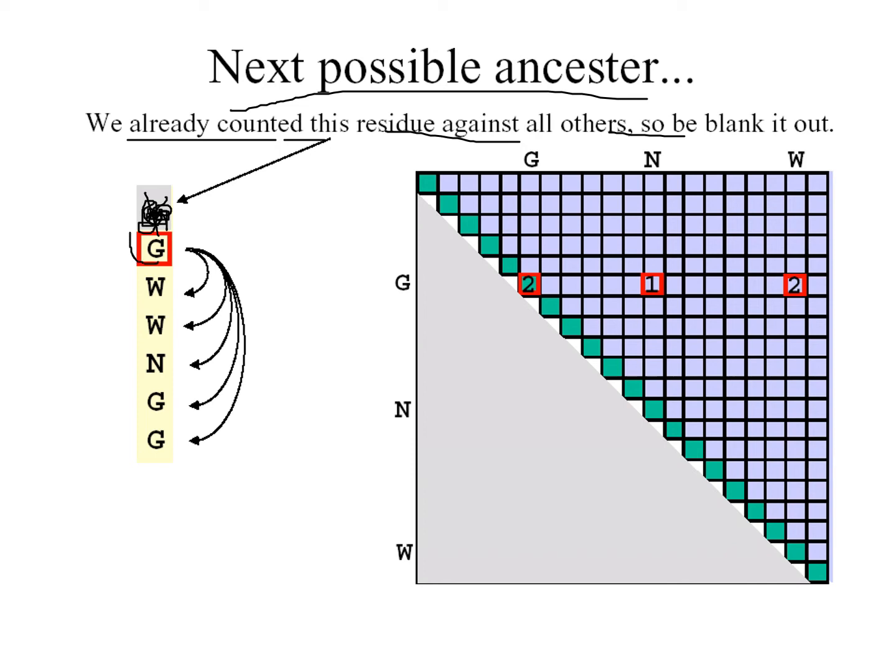So comparing G with G, we have 2 more G's leaving the ancestor, so we wrote 2 here. And comparing G to N, we have 1 N, so we wrote 1 N here. And same with W, so we have 2 W's here. All right, so this way we'll fill this in. So in this third case, this G will get blanked out, or we'll just put nothing in it. Then in the next case we'll have W as the ancestor, right?